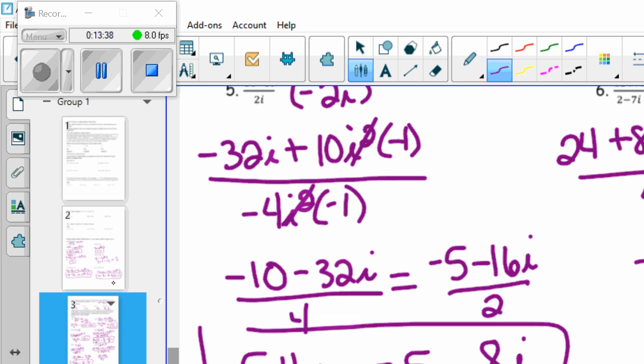Nothing in common that I can reduce, but I need to know that that's the same thing as saying negative 25 over 53 plus 98 over 53i. So that wraps up complex numbers.